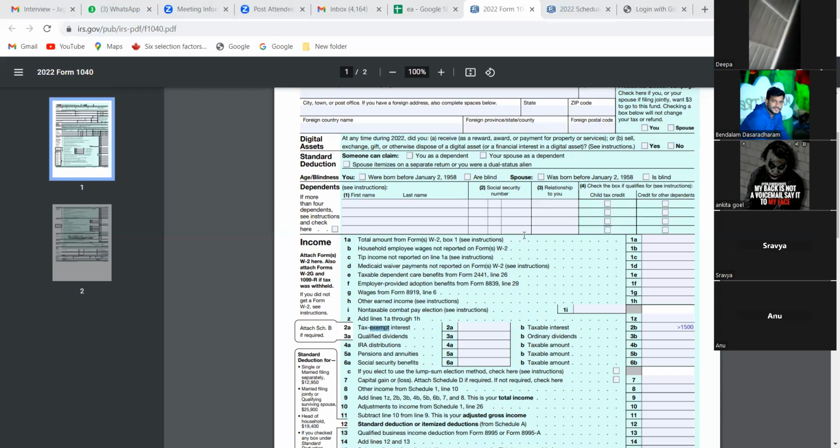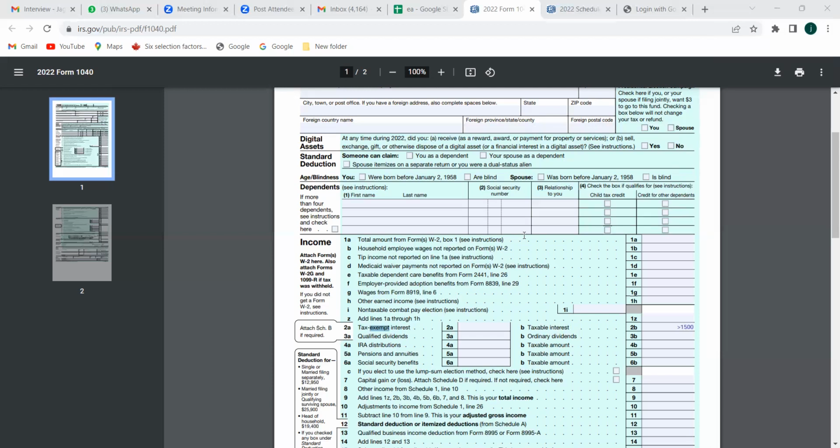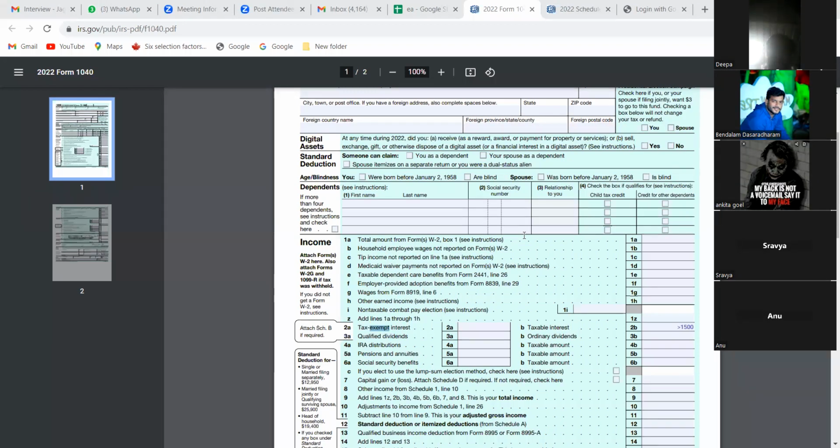Yeah, the interest component is divided into two parts. One is the exempted interest and the other is the taxable interest. Exempted interest falls under line number 2A and taxable interest falls under line number 2B.